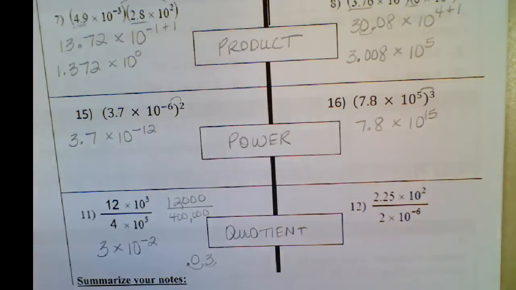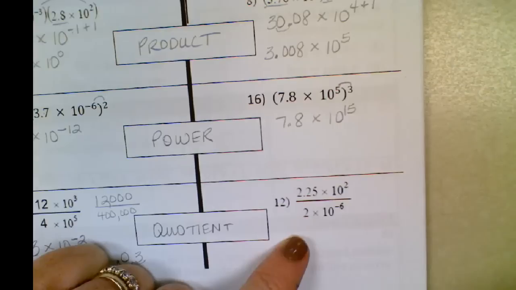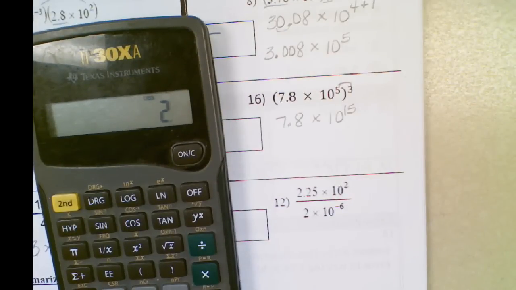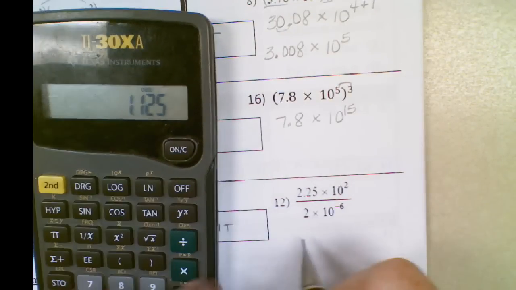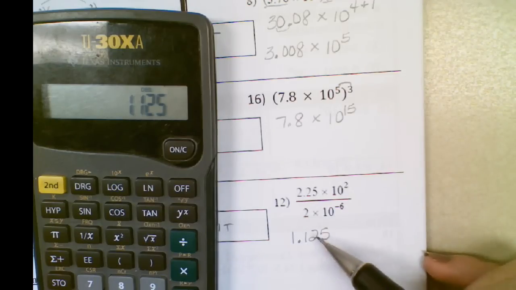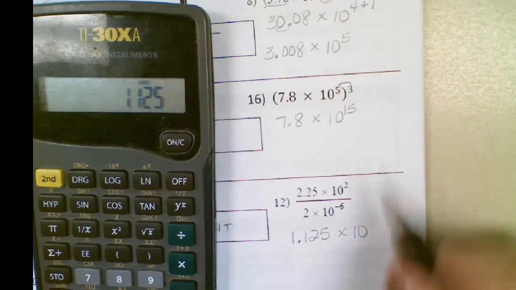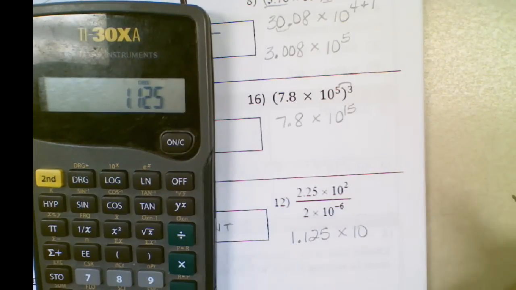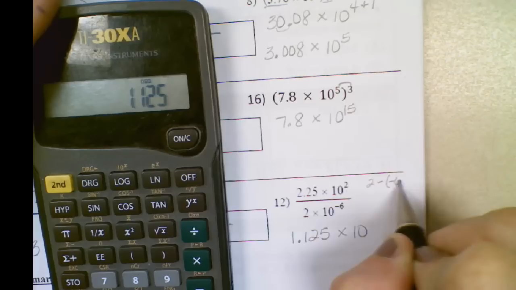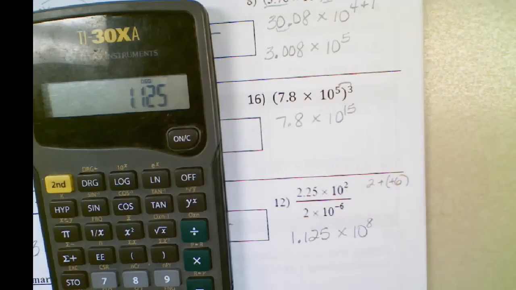Okay, good. Let's do the last one. So let's do 2.25 divided by 2, which gives us 1.125. So already I'm in good shape. I'm still above 1 but less than 10, so I'm fine. Times 10. And you can move this to the top, which is one of my hints I gave you, or you can just do 2 minus negative 6. When I have a negative negative, that adds, and I end up with 10 to the 8th.